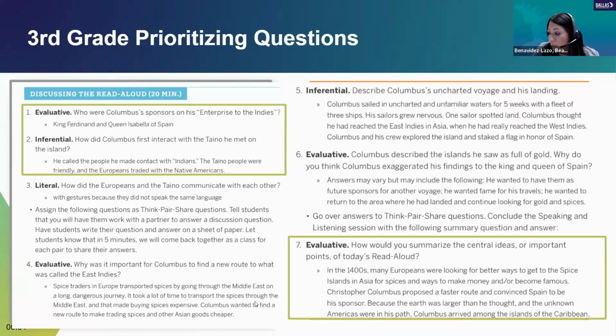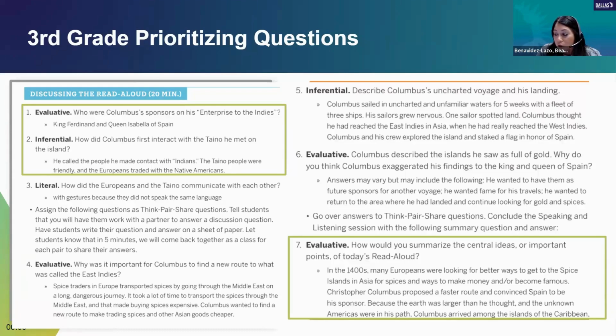And then another question that I wanted to focus on is the summary one. How would you summarize the central ideas or important points of today's read aloud? I like this one because, one, summarization is always low for my students, historically low. It also touches on central idea and important points. So I see multiple skills within this one question that won't only help them for end of unit, but will also help them on STAR. So if I had to pick, these 3 questions would be my best questions to prioritize when I'm teaching my unit.